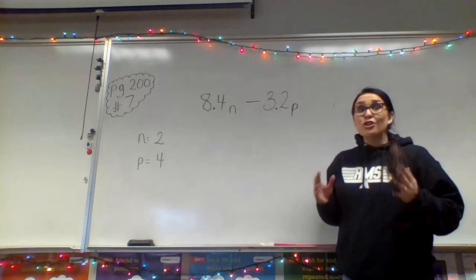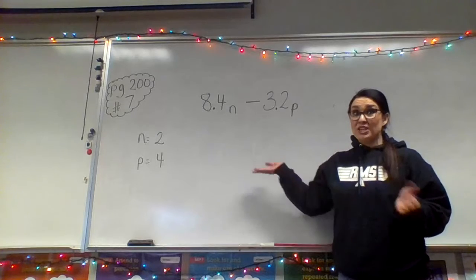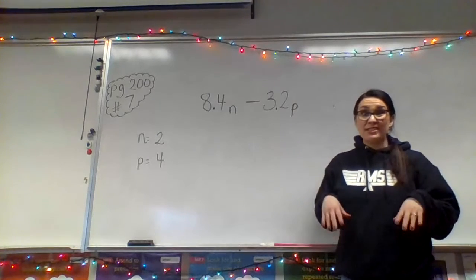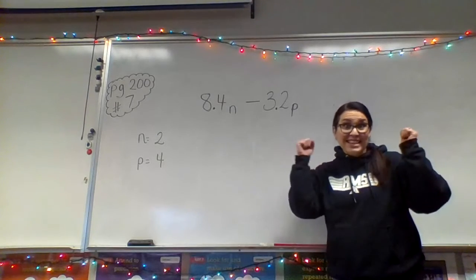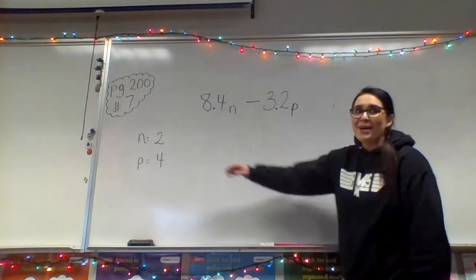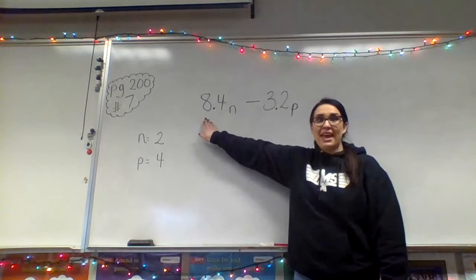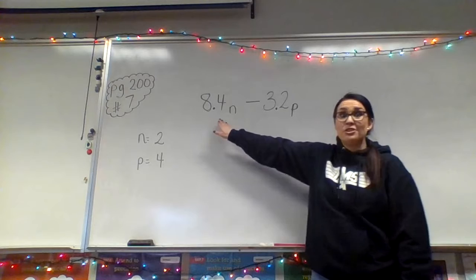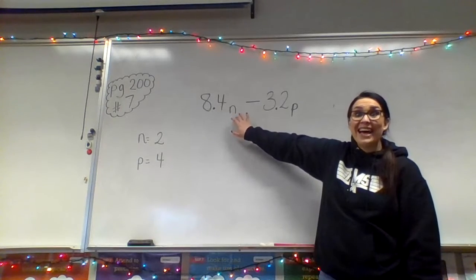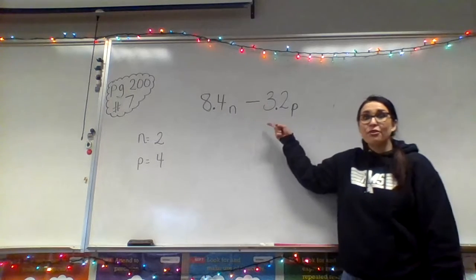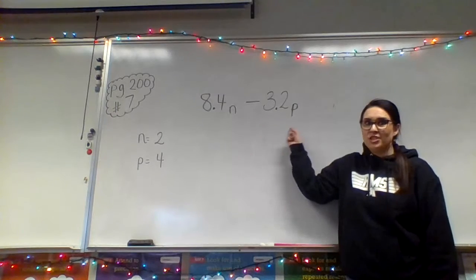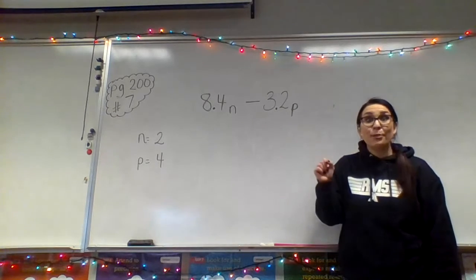Now you'll notice a few different things. One, we just have decimals here, so no worries about having to convert to fractions. Yay, right? We have two coefficients. We have 8 and 4/10, that's a coefficient with its little BFF n over here. We also have 3 and 2/10 as a coefficient with its little buddy, the letter p, or the variable p over here.